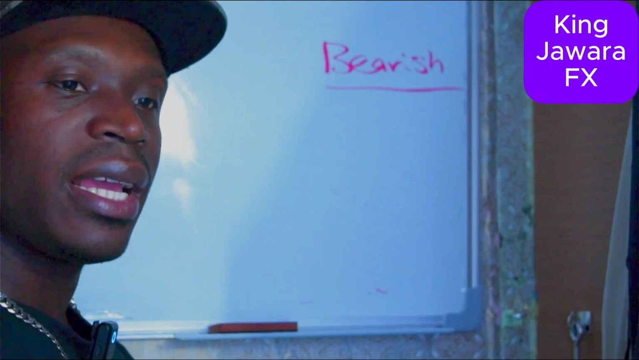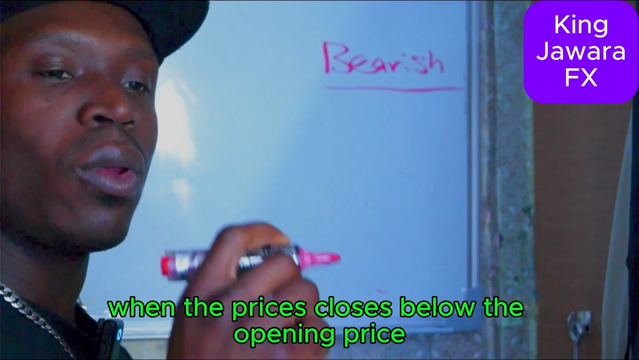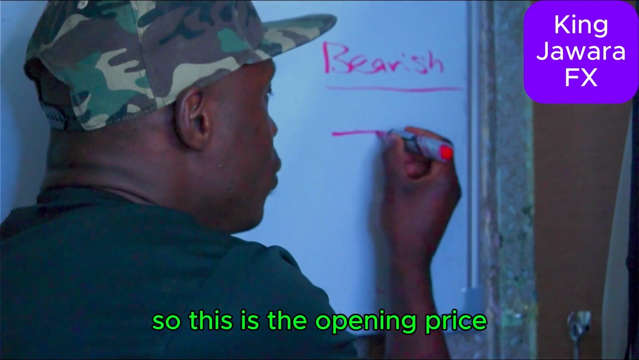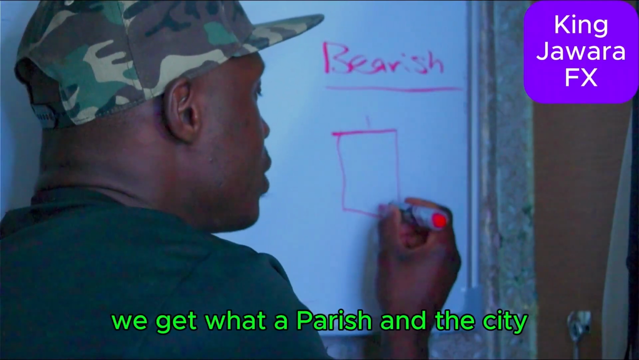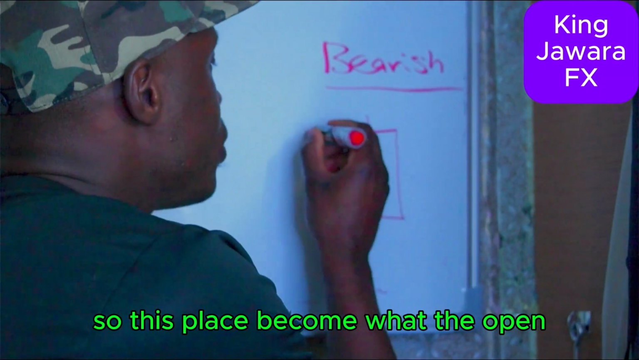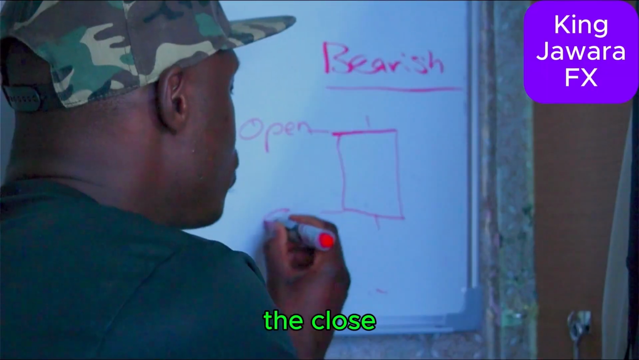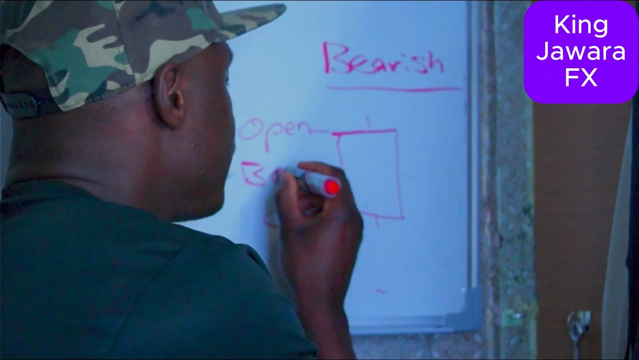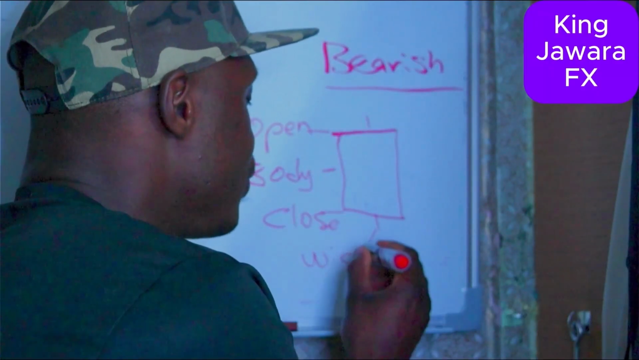A bearish candlestick is formed when the price closes below the opening price. So this is the opening price. The candle closes below the opening price. We get what? A bearish candlestick. So this place becomes what? The open, the close, the body, and then the wick or shadow.